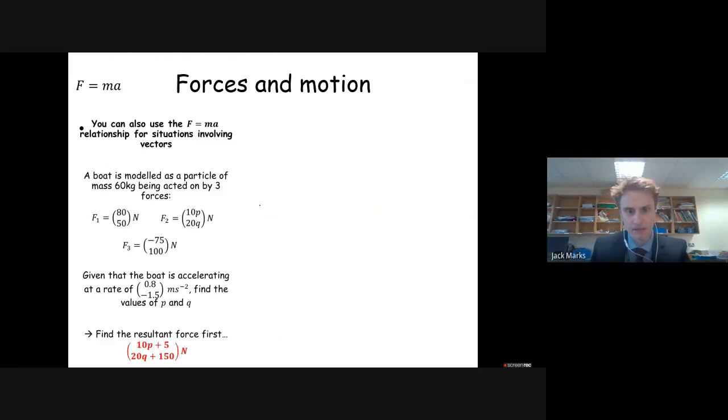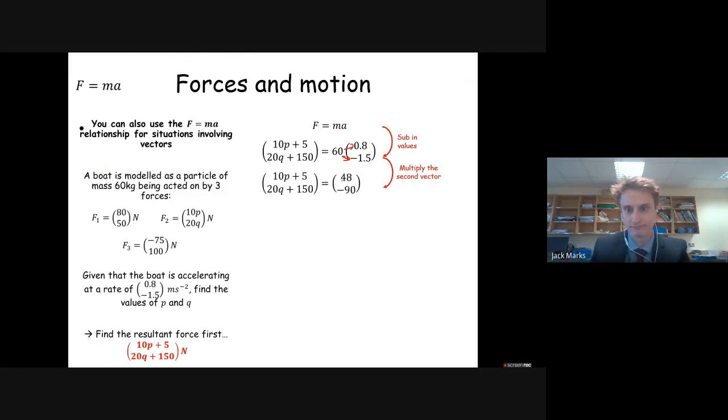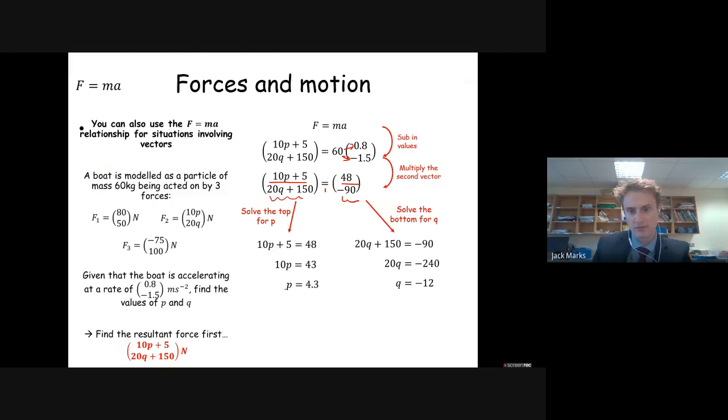The MA, well, we've looked at the MA already. We'll set that equal to it. And when you have a number at the front with a vector here, you multiply by both of these parts. So that'll be 60 times 0.8 and 60 times minus 1.5. Now you've actually got top equals top and bottom equals bottom. So you can solve your questions from here. Here's your top equation and here's your bottom equation to find these two values, P and Q.